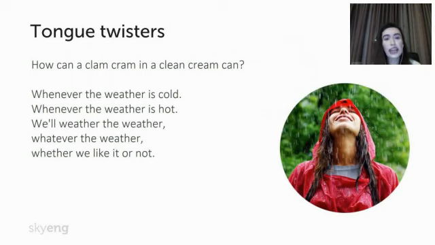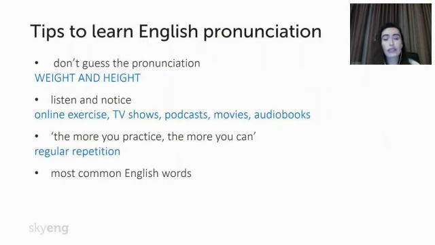So, tips to learn English pronunciation. Never guess the pronunciation. Look at every word you doubt in a dictionary. Listen and notice. There are plenty of stuff online and offline, actually. And the more you practice, the better you become, because regular repetition is what makes a big difference. And also try to learn the most common English words.